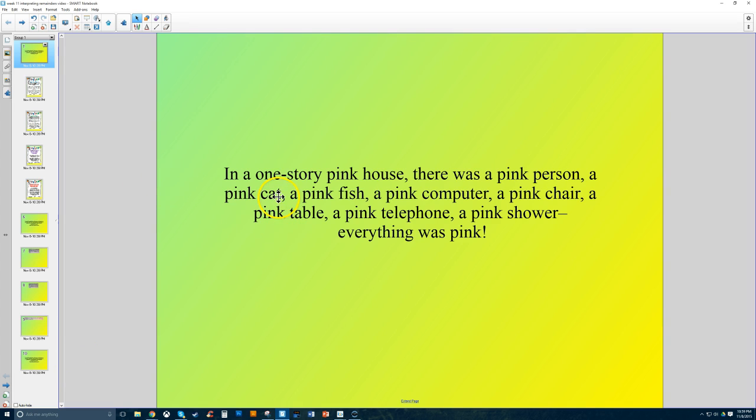It says, in a one-story pink house, there was a pink person, a pink cat, a pink fish, a pink computer, a pink chair, a pink table, a pink telephone, a pink shower. Everything was pink. Later on, I'll tell you what the question is for the riddle, but this is the scenario that you'll have to think about.